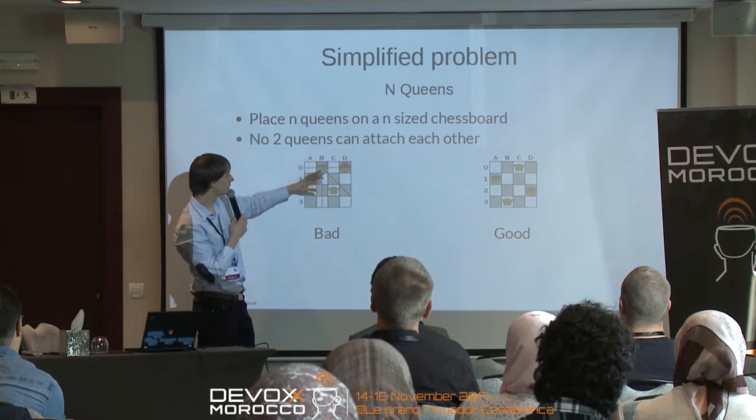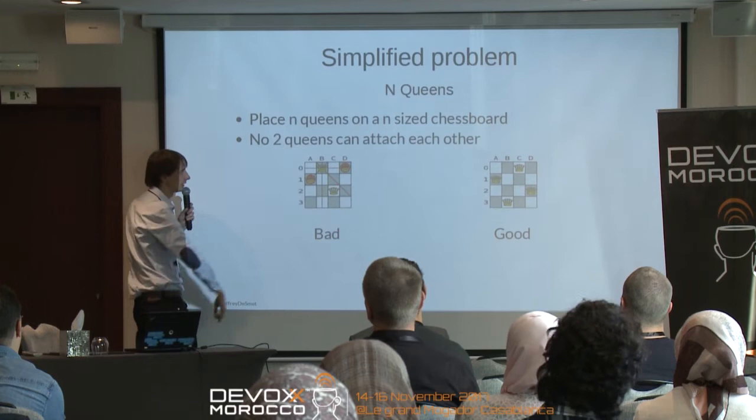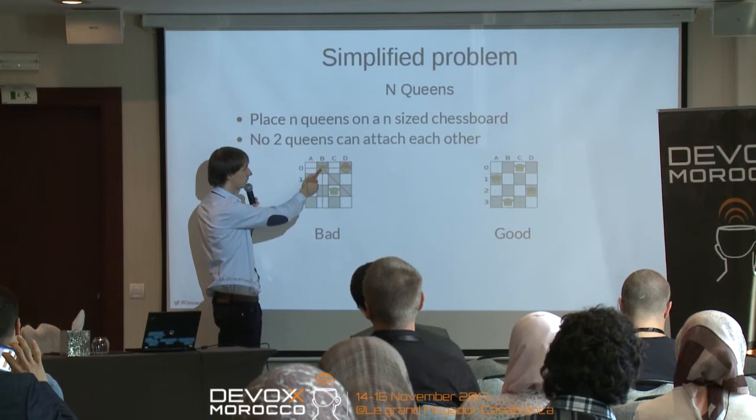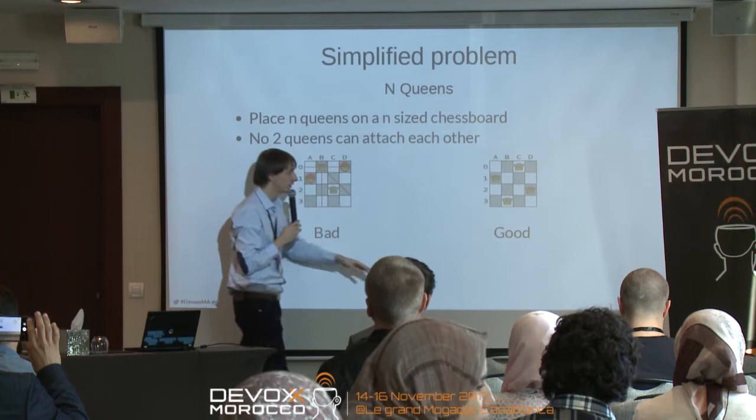Four queens on that 4x4 chessboard, and make sure no two queens can attack each other. A queen can attack another queen if it's on the same horizontal line, same vertical line, ascending diagonal, or descending diagonal. You can see in this particular case, this is bad because queen B can attack queen A and can attack queen D, right? This is good because none of the queens can attack each other, okay? Simple as that. This is what we want to get to.